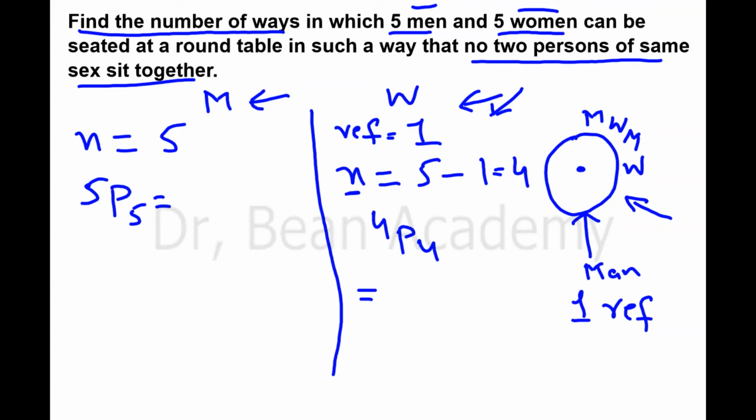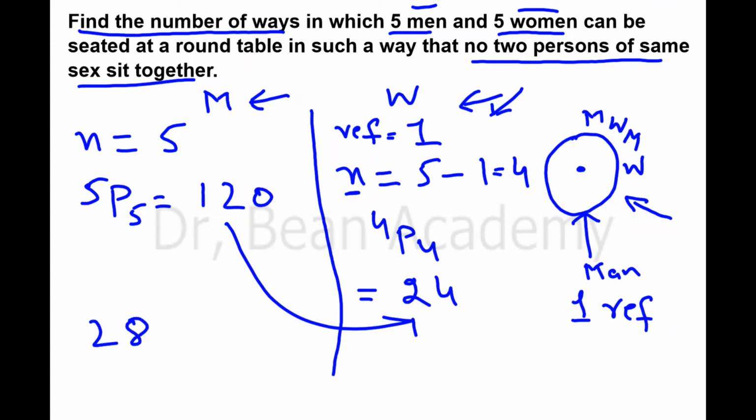So 5P5 equals 120 permutations possible for 5 men, and for women it's 4P4 equals 24. So now how many permutations can I make? Just multiply these two. If I multiply both of them, the total permutations are 2880 in a circular setting. So I just want to clarify one more thing.